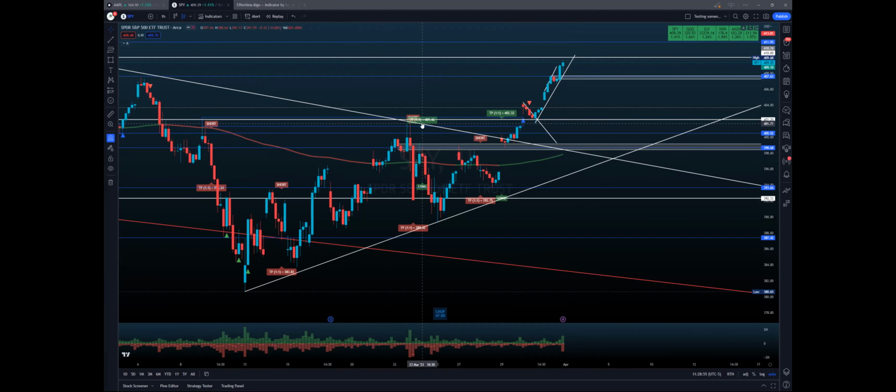So credit spreads offer traders the potential to profit from selling options while also limiting their risk exposure. However, like any trading, there's pretty big risk involved, especially when you're trading levered derivatives like options.